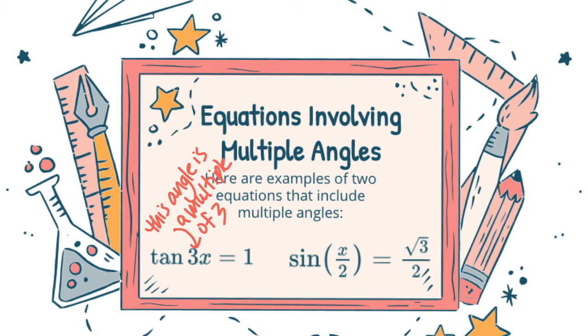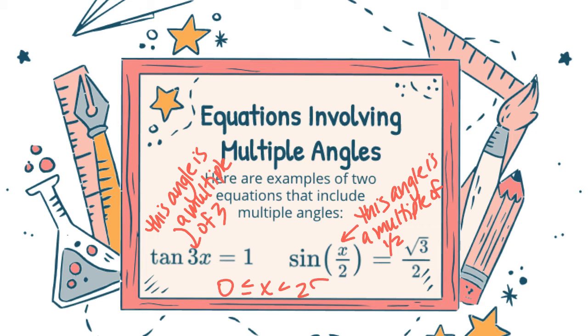And then we also have sine x over 2 equals square root of 3 over 2. And notice how for this one, it is a multiple of 1/2. We are going to solve each equation for x between 0 and 2 pi.